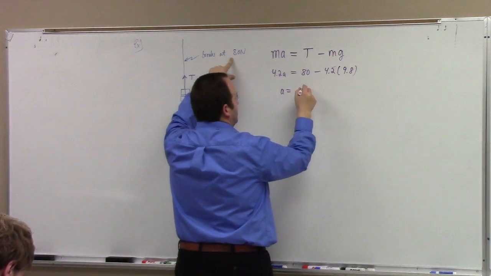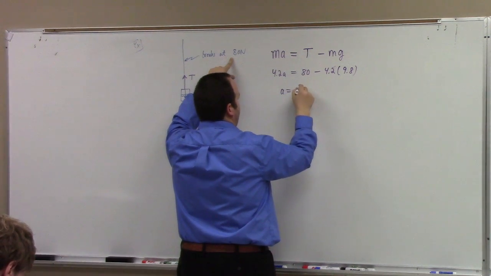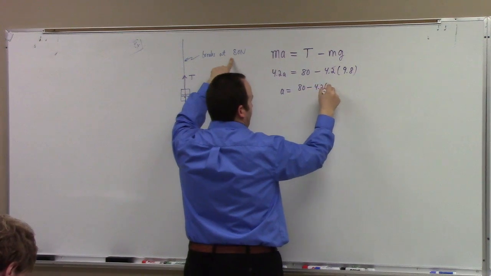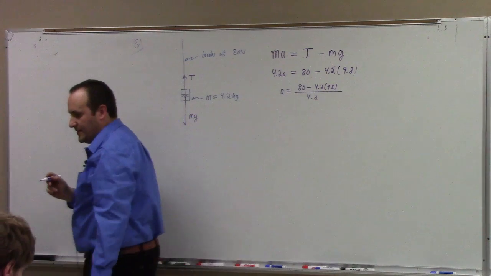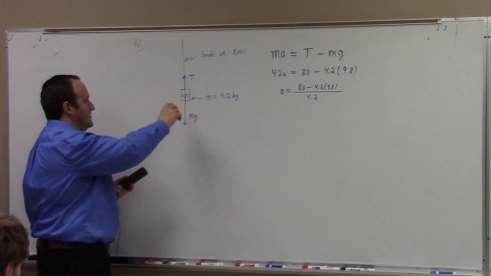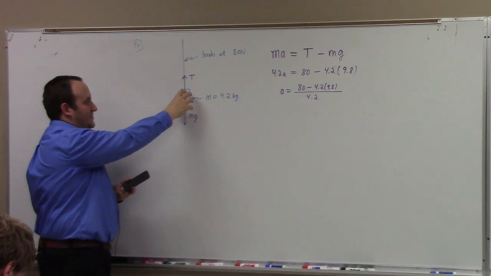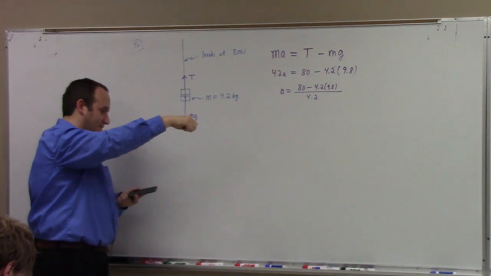So a is equal to 80 minus 4.2 times 9.8, divided by 4.2, and that's the maximum acceleration upward that is possible. On the other extreme, it could be that the rope isn't even strong enough to oppose the force of gravity. It's conceivable that, I don't know, this is some yarn you got from your grandmother, and this bucket has like 1,000 kilograms of water in it, and you try to do this, well, the string's going to break, right?